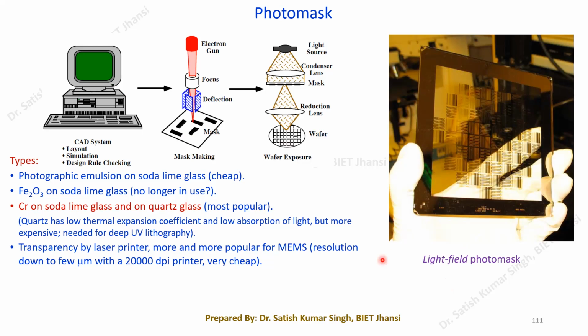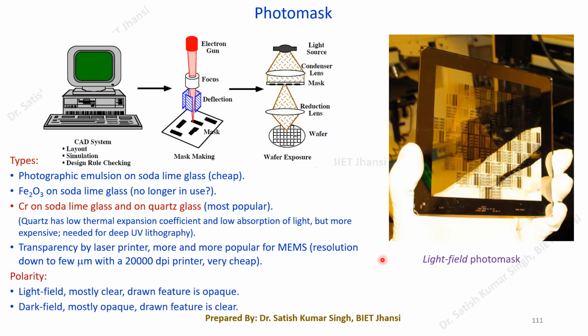We can also have the dark field photo mask. In the dark field photo mask, most of the part will be opaque, and certain portions will have transparent regions. You can think of it like this: all the area will be filled with chromium, and that will be a dark field, obviously because light cannot penetrate through the chromium layer. Wherever the chromium is removed, there will be a transparent region through which the light can penetrate. So that way we can have either a light field photomask or a dark field photomask.